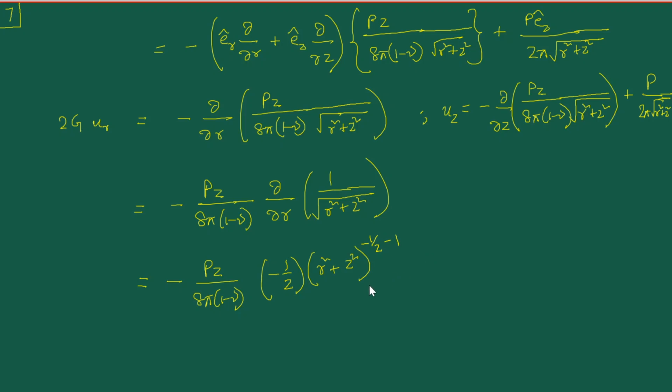So using the simple differentiation rules, and ultimately we have to differentiate this with respect to r, so this is twice r, and this twice will cancel with this, 2 will cancel with this 2, and you note here this is just a minus 3 by 2, and this minus and this minus becomes a plus. So ultimately what we will end up with is this pz divided by 8 pi into 1 minus nu, and then this r square plus z square to the power 3 by 2.